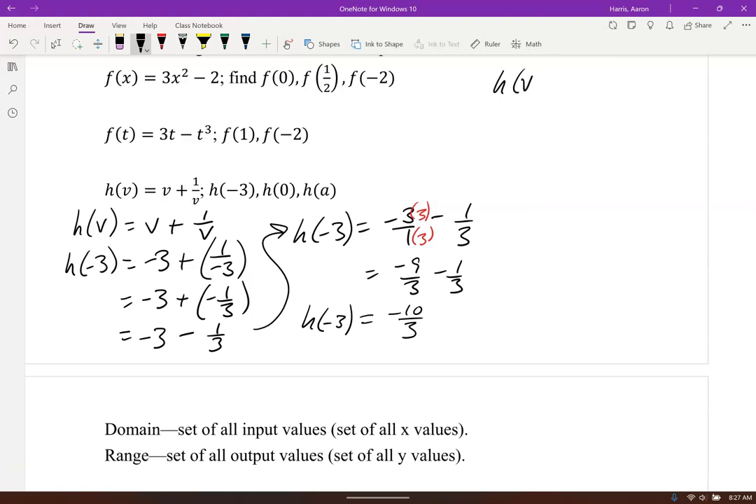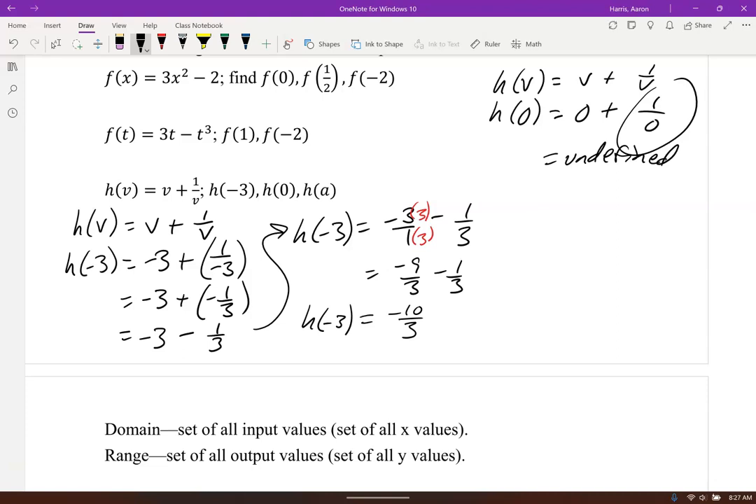Now let's do that second one. H of v equals v plus 1 over v. Let's find h of 0. So 0 plus 1 divided by 0. Well, you can't do that. So this is undefined, or no solution.